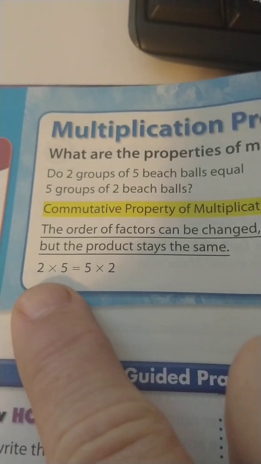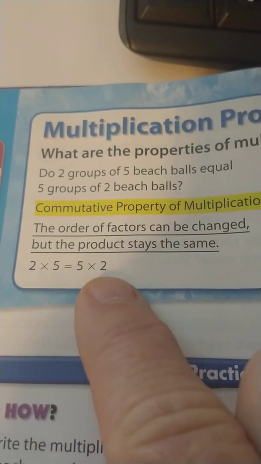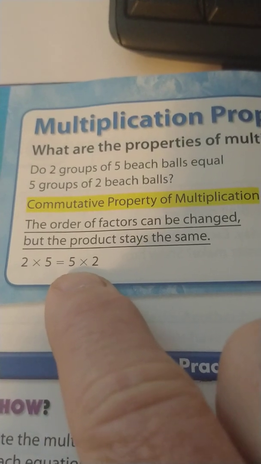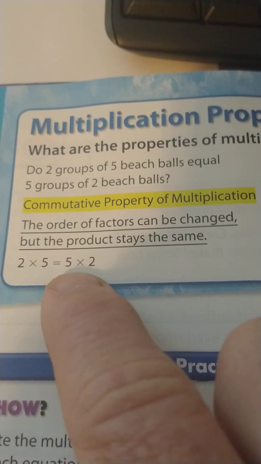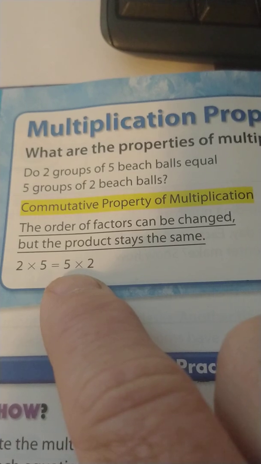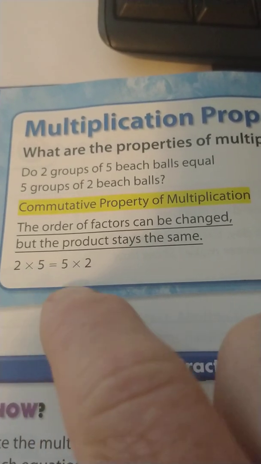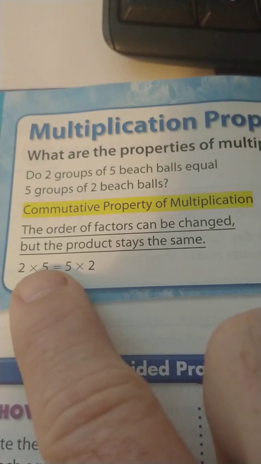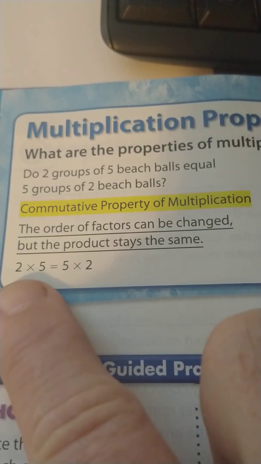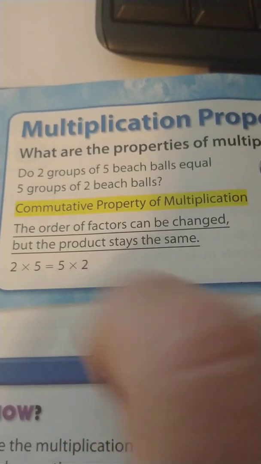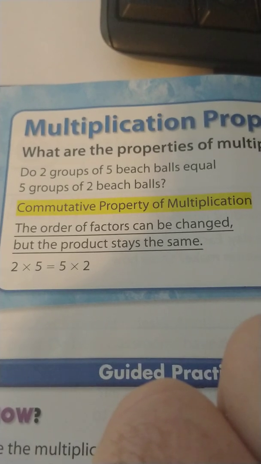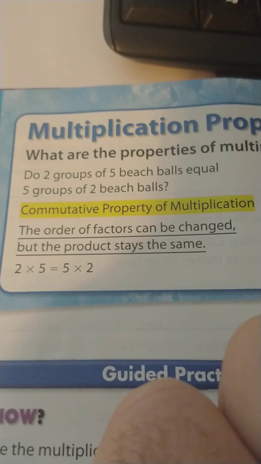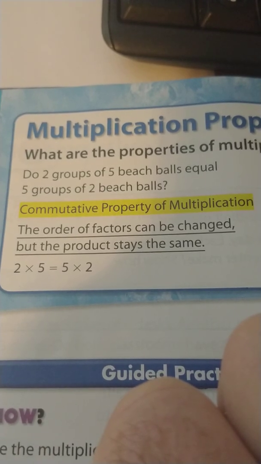You can see that the numbers simply commuted. The 2 was at the beginning, and now the 2 is at the end. The 5 was at the end, now it's at the beginning. They switched places, they commuted. So the commutative property of multiplication just says the order of the numbers doesn't matter. When I multiply 2 times 5 or 5 times 2, they both equal 10. So if you have two numbers, you can multiply them in any order that you want.